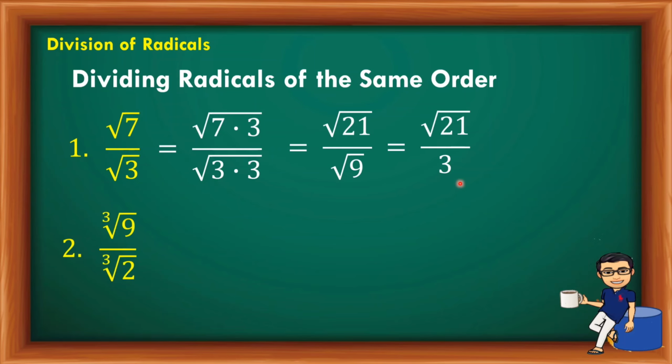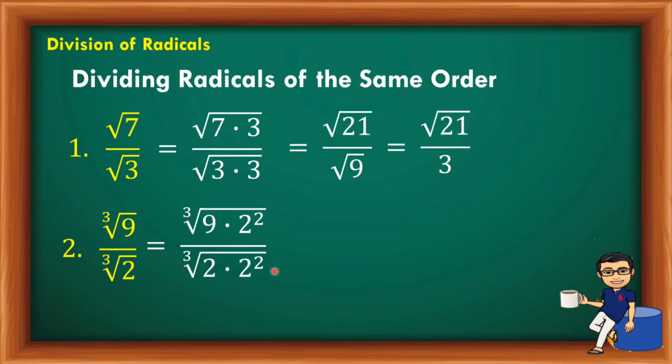Let's have the second one. Cube root of 9 divided by cube root of 2. Same order pa rin ang pinag-uusapan kasi parehas ng index 3. Kaya cube root naman ang pinag-uusapan. Hence, dahil cube root ang pinag-uusapan, dapat ang denominator natin ay maging perfect cube. So, saan i-multiply? Sa 2 to the second. Kasi 2 ito, so ibig sabihin 2 to the first yan. So 1 plus 2, magiging 3 na. So perfect cube na siya.